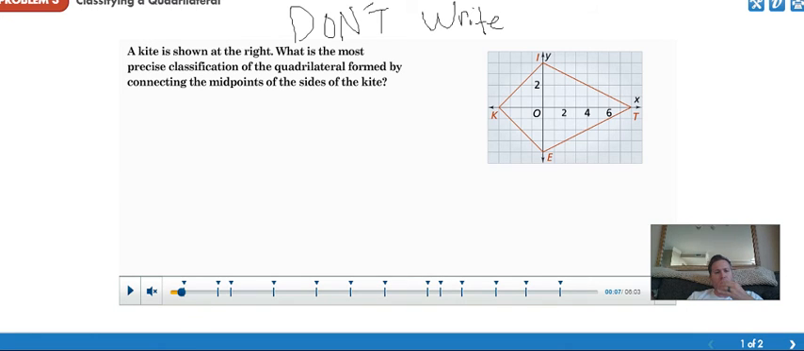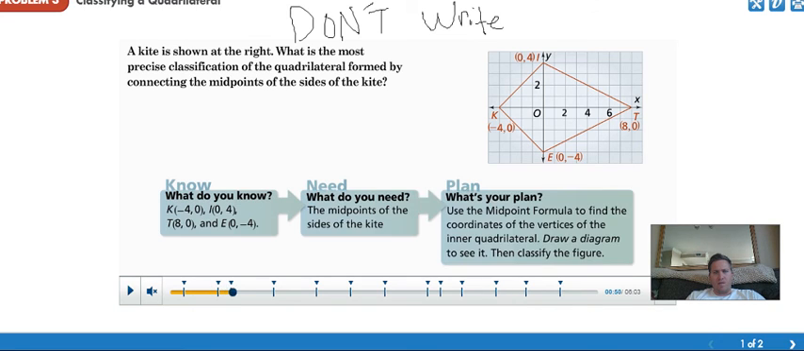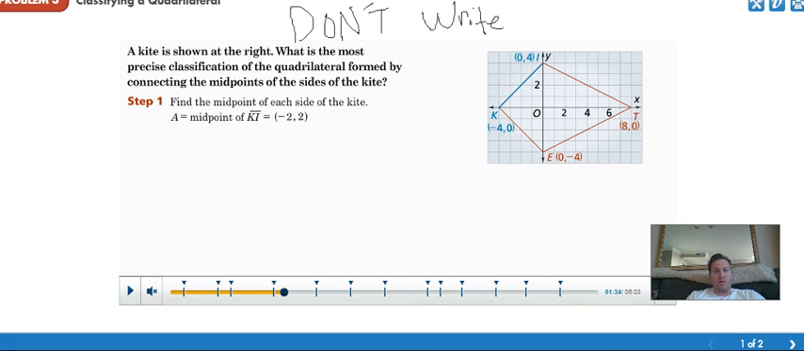So it wants to know this kite right here. It wants to know what is the most precise classification of the quadrilateral formed by connecting the midpoints of the sides of the kite. So we'll just kind of go through this quickly. If I know all the points on there, we need to find the midpoint. So we have our midpoint formula right here. And all I would do is for each of these 4 sides, I would find the midpoint. So that's what it does.